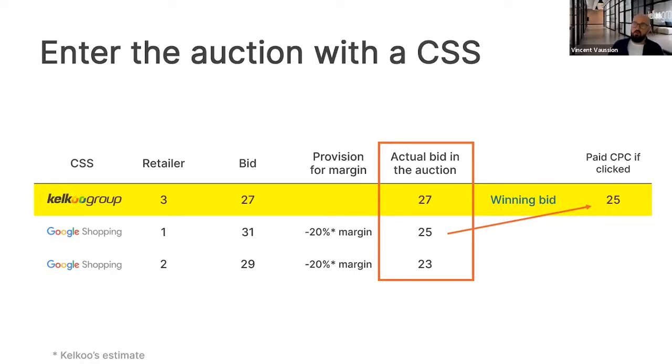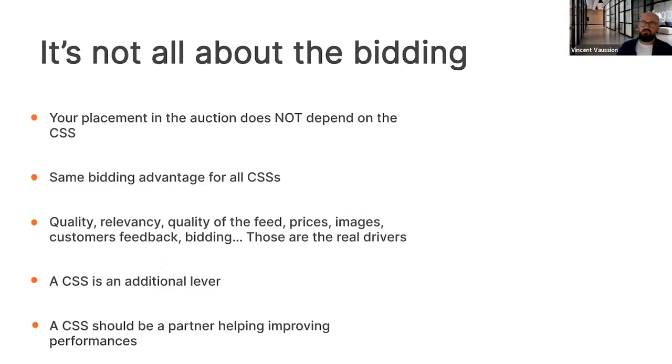Now, we've talked about the auction, but the auction is one thing, and it's not all about the auction. Let me address that as well, because I'm sure some of you think that it's a possibility. The placement in the auction does not depend on the CSS. If you take CSS A or CSS B or Kelkoo, they all have access to the same bidding advantage. What actually influences your placement is all the Google criteria that we know: quality of your feed, relevancy, quality of your products, prices, images, customer feedback, bidding, et cetera.